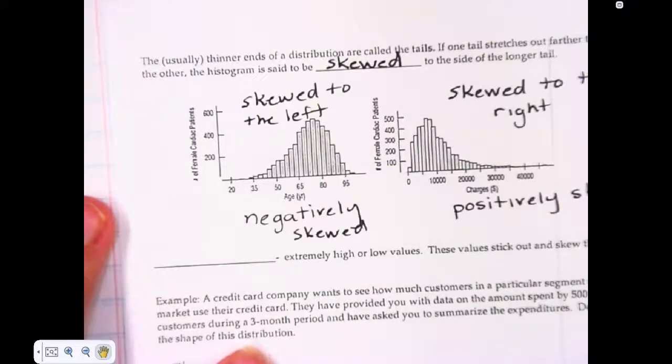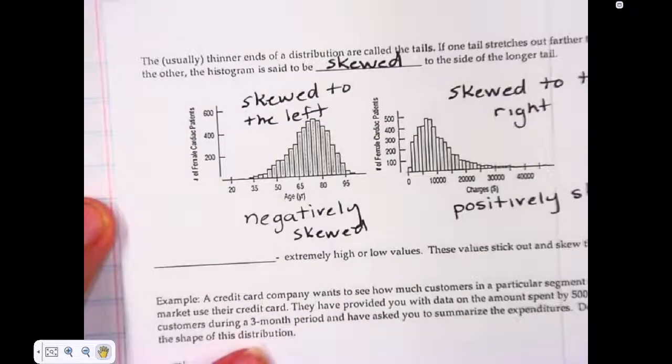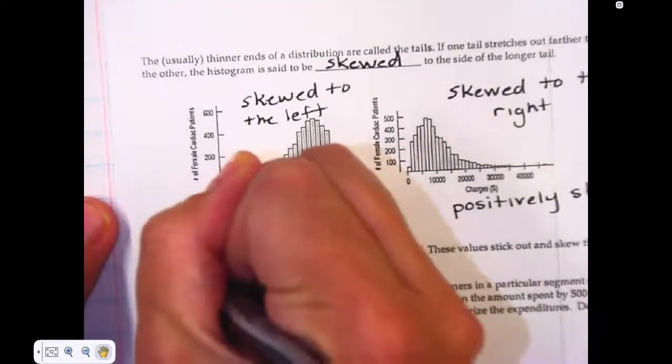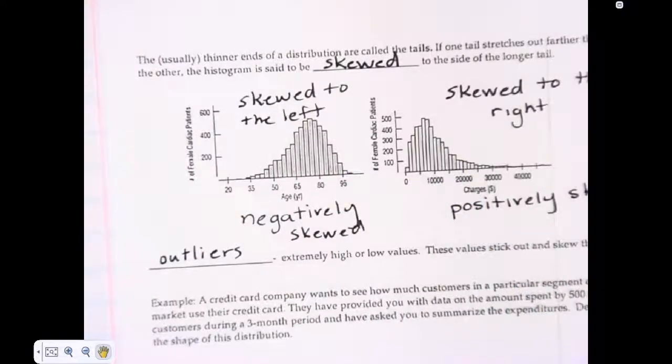Now, the reason data tends to be skewed is because you have extremely high or low values. Those values stick out and they skew the data. Those are considered to be outliers. You've probably heard of outliers before.